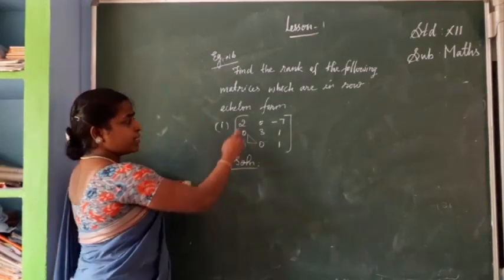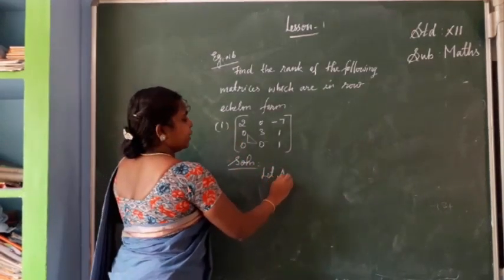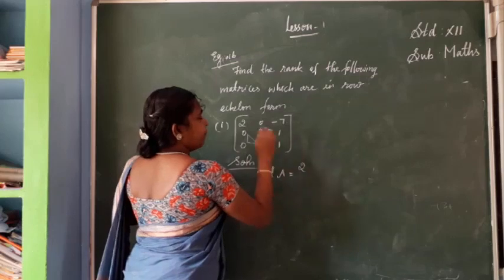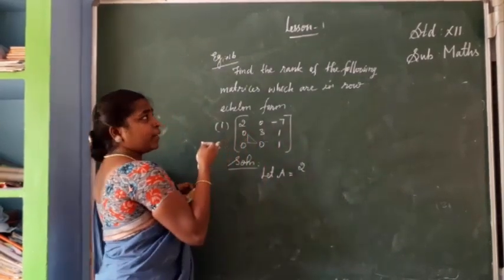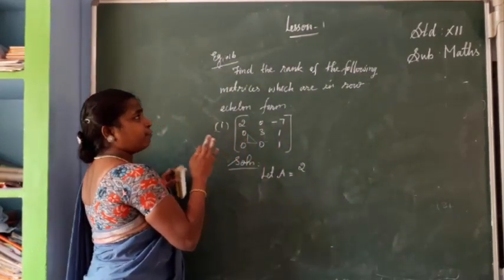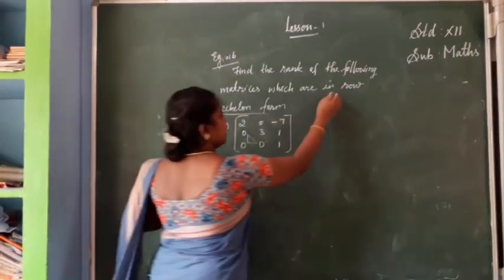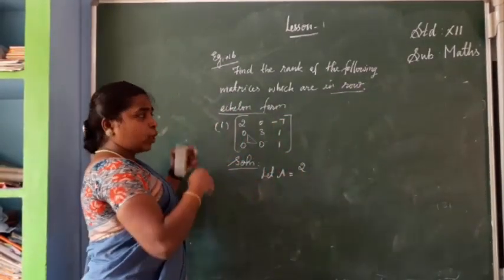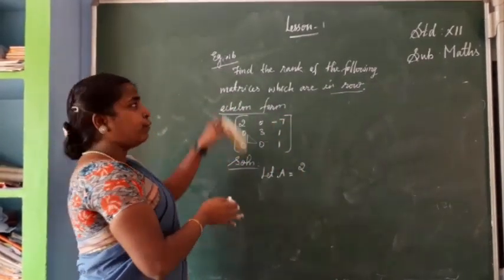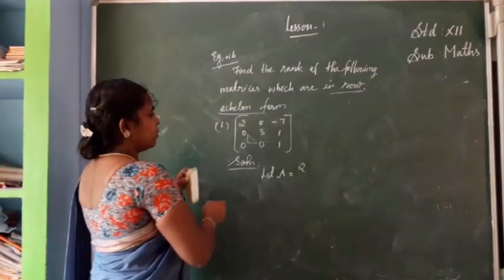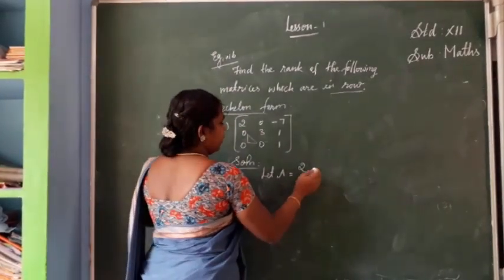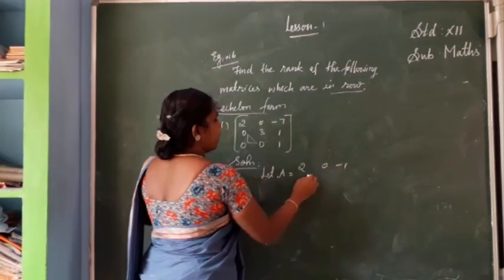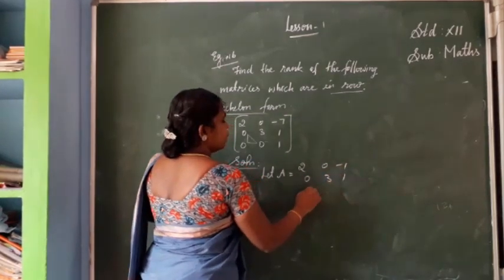Solution. Let A equal to. Here also you use the minor method. It is not mentioned there, they only ask to find the rank of the following matrices which are in row echelon form. The row echelon form is given and you want to find the rank, so for this method you have to use minors. 2 0 minus 1, 0 3 1, 0 0 1.